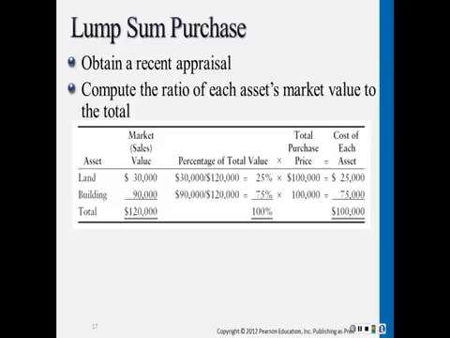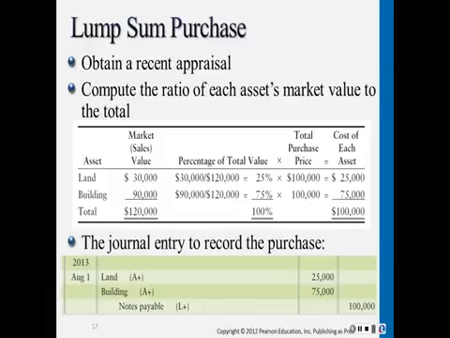value. Land equals 25% times the $100,000 purchase price, or $25,000. Building equals 75% times the $100,000 purchase price, or $75,000. The journal entry to record the purchase includes a debit to land for $25,000, a debit to building for $75,000, and a credit to cash for a total of $100,000.